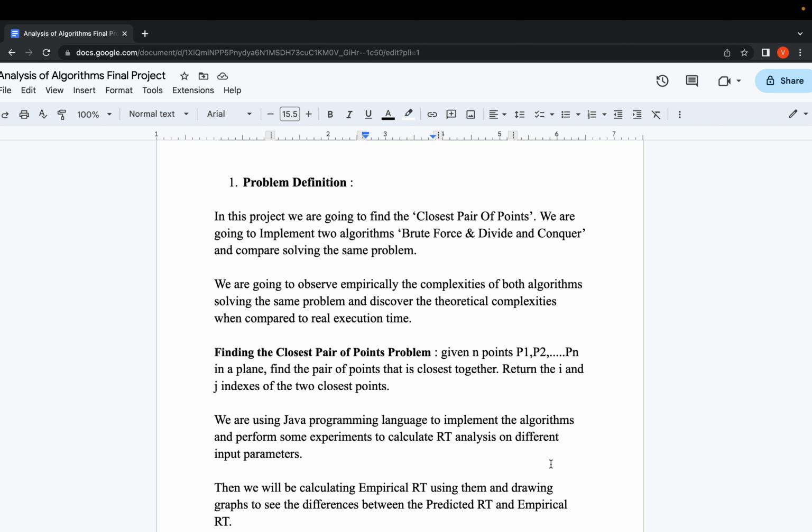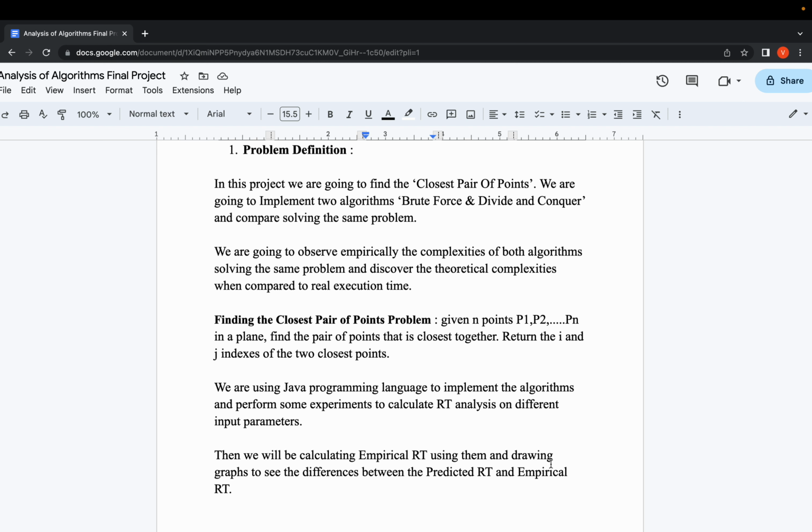So here we are going to implement two different algorithms. One is a brute force and the other one is a divide and conquer algorithm. I'm going to explain a brief about the brute force algorithm and divide and conquer. Brute force is a simple algorithm which is easy to implement and use. And divide and conquer is an algorithm which has lesser running time. We're going to see them in the future.